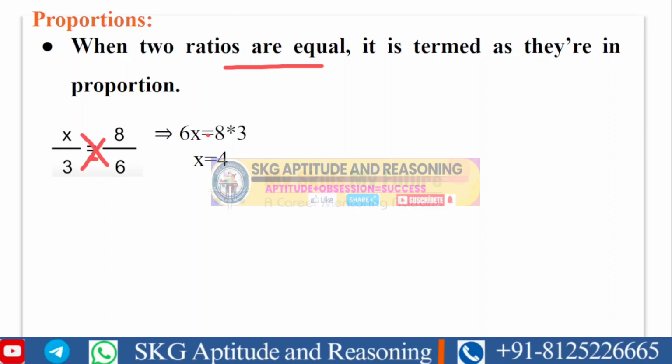So 6x will be equal to 8 into 3. 3 ones and 3 twos get cancelled. 2 ones and 2 twos get cancelled. We'll get the value of x as 4.